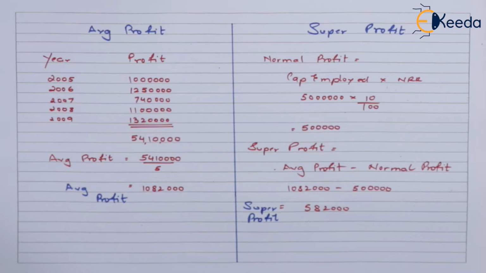Now the next factor is finding out the super profit, which is also very easy. Capital employed multiplied by the normal rate of return, that is 10%, which has been mentioned here. So when you get 50 lakhs multiplied by 10%, the total value is 5 lakh. So super profit is average profit minus the normal profit. That gives you 5,82,000. So 10,82,000 is the average profit, 5,82,000 is the super profit.